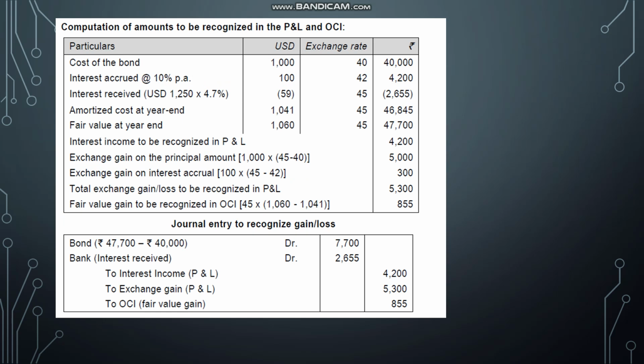If it comes for 6 marks, now the journal entry to recognize the gain or loss will be: Bond, that is 47,700 minus 40,000, that will give you 7,700. That is nothing but the fair value at year end minus cost of the bond. And Bank, the interest receipt that we just computed, 1250 into 4.7% into exchange rate at 45 rupees, that is nothing but 2,655. To interest income 4,200, to exchange gain, that is nothing but the difference between 5,000 and 300, so 5,300, which we saw as the P&L amount, the gain realized, and to OCI fair value gain rupees 855.